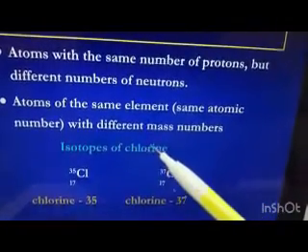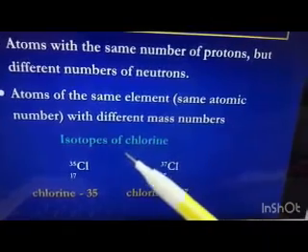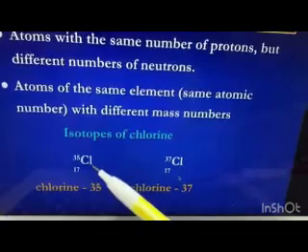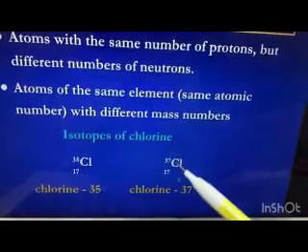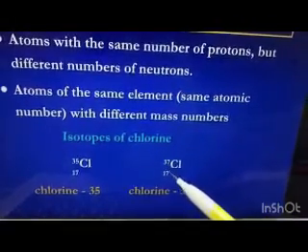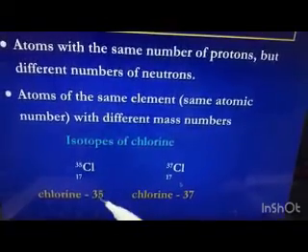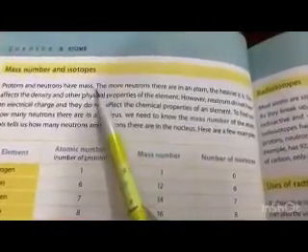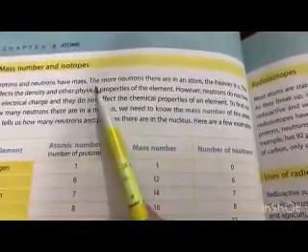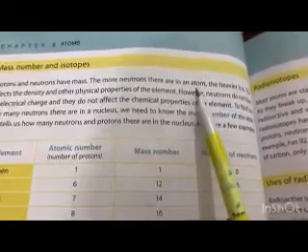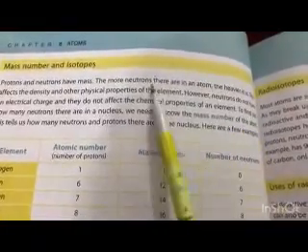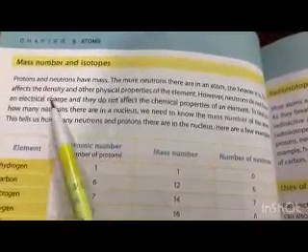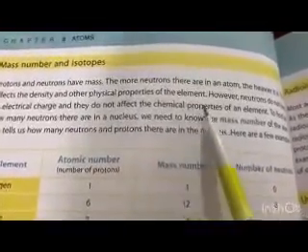If we see an example of an isotope, for example chlorine, then chlorine will have a 35. You can see Cl-35 with atomic number 17, and Cl-37 with atomic number 17. So chlorine with a 35 and chlorine with a 37. As we have discussed earlier, protons and neutrons have mass. Also, the more neutrons there are in an atom, the heavier it is. This affects the density and other physical properties of the element.